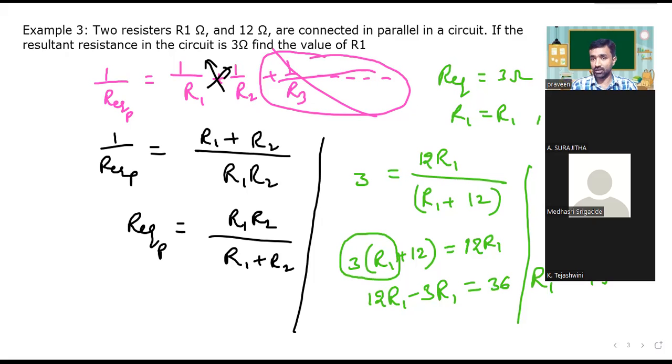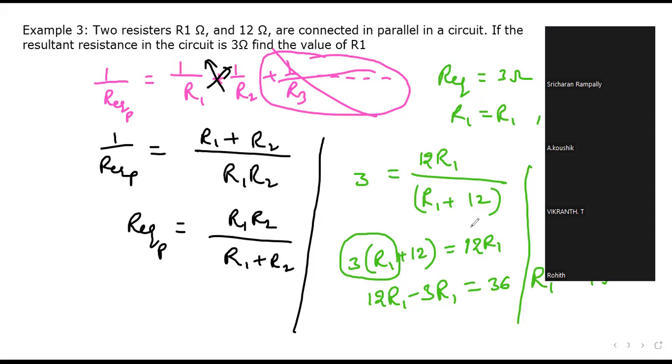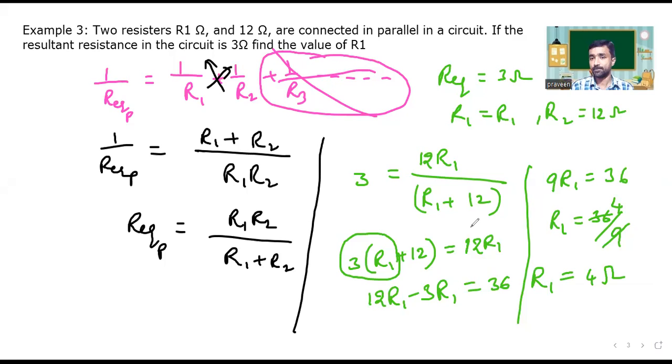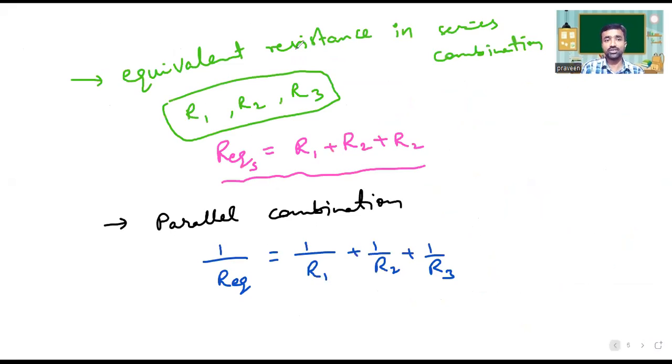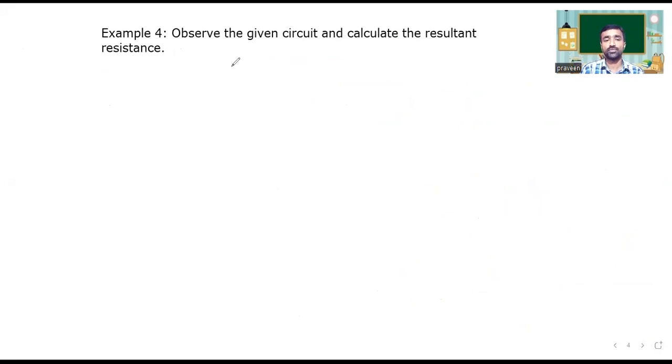Are you clear about this solution? Is it clear? Use your quick reaction. Yes. So clear. Right? Then the last example of this topic, numericals. This question, example 4.